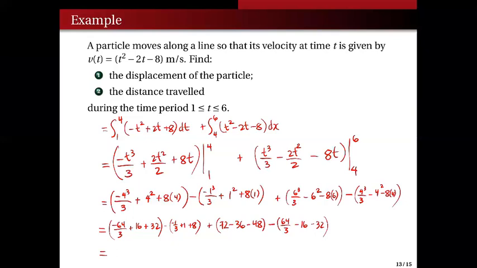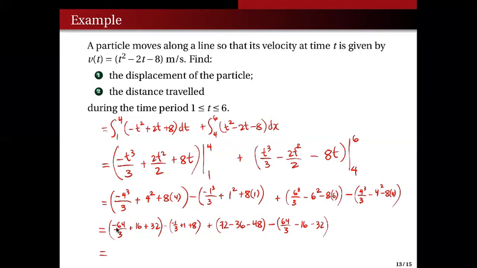Is it positive 10 over 3? One of your classmates put positive 10 over 3. Just verify if that's the final answer. Actually, let us try to do it.